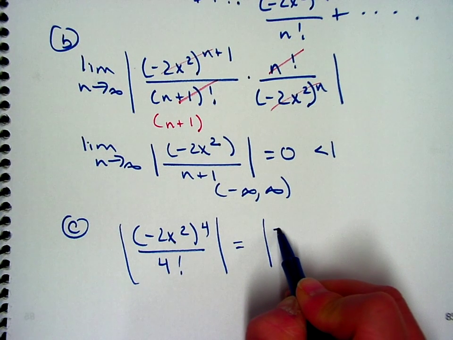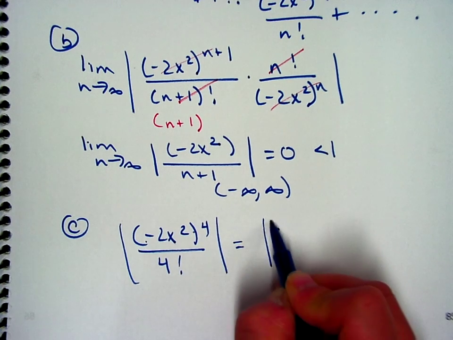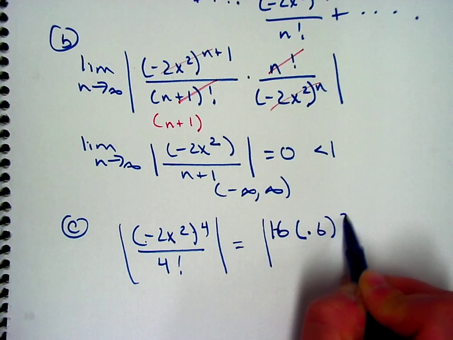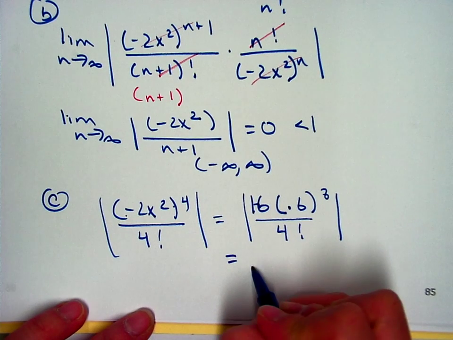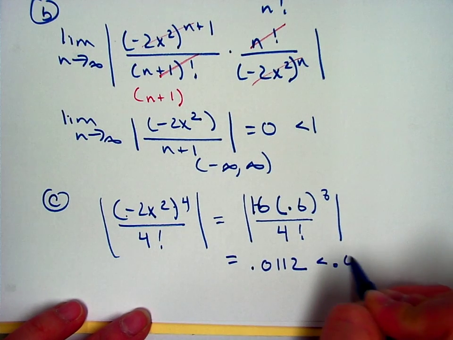Let's see. Negative 2 to the fourth will give me a 16. My x is 0.6. This is really to the 8th power. And this is a scientific calculator problem. And if you punch this out, you get that. And this is just your check. Do you get to a number less than 0.02? Yes.